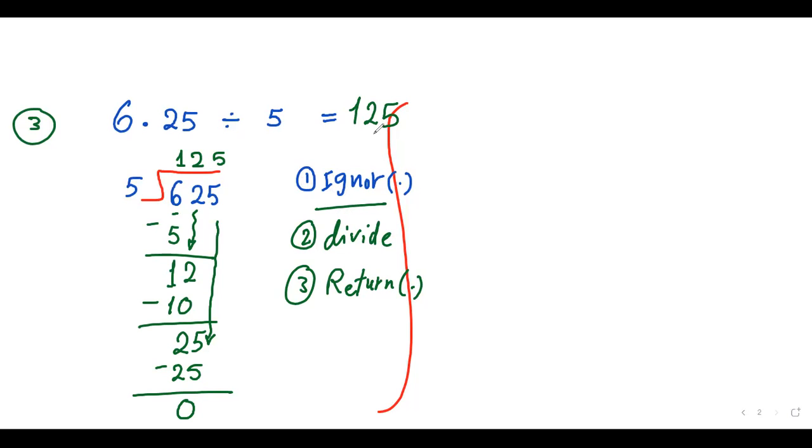Where is the decimal point in that number, 125? How many decimal places should you have according to the original? Only 2 decimal places. So 1, 2, and then the decimal: 1.25. Yes, 1.25. So the answer here is 1.25.